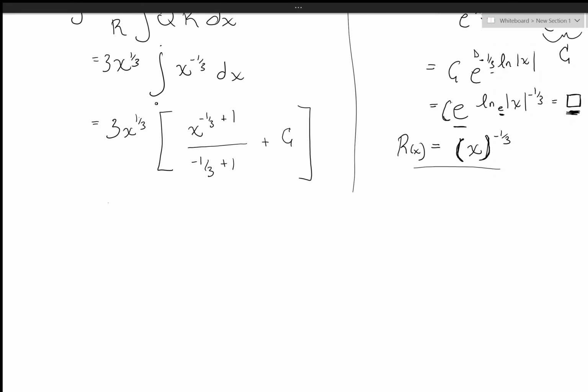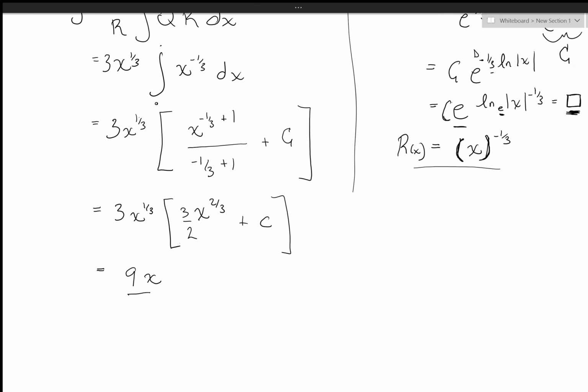Okay, so let's evaluate all of this. So we have 3x to the 1/3, times, so it's x, -1/3 plus 1 is 2/3. So we divide by 2/3, right? Whenever you divide by 2/3, that's like multiplying by 3/2, and we add c. Okay, let's multiply everything through. So 3 by 3 is 9. X to the 1/3 times x to the 2/3, it's like 1/3 plus 2/3, that's just x to the 1, right?